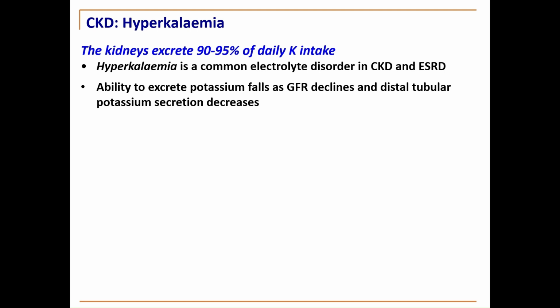So as 98% of ingested potassium is excreted from the kidneys, it is inevitable that kidney disease will lead to altered potassium homeostasis. And that can subsequently have adverse cardiovascular as well as other effects. Hyperkalemia is a very common electrolyte disorder in chronic kidney disease and end-stage renal disease. That's because the kidneys cannot excrete potassium as effectively because the GFR has declined, but also the distal tubular secretion of potassium decreases, because aldosterone is involved in potassium excretion in the kidneys.